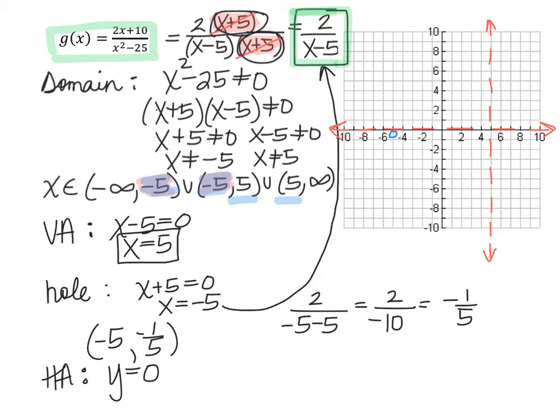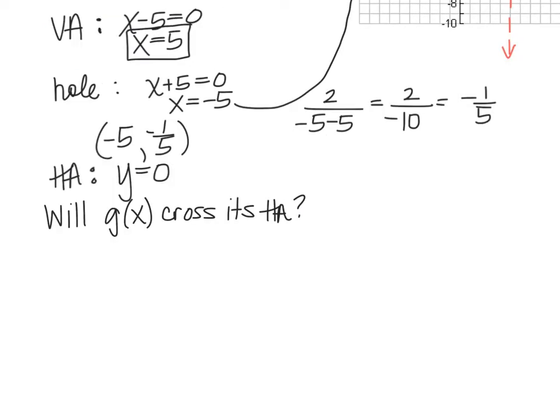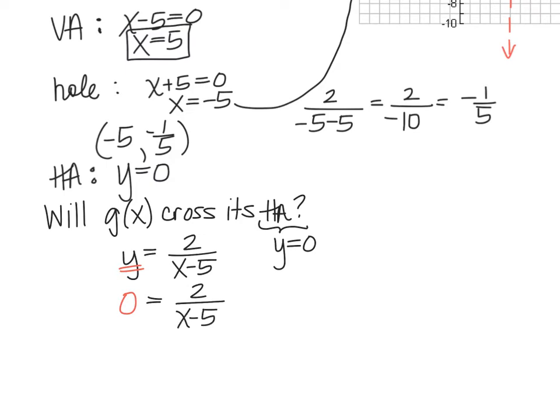Perfect. So after we have found our asymptotes, then it's also important to ask ourselves, will the graph cross the horizontal asymptote? So to determine if it's going to cross the horizontal asymptote, let's first look at that simplified function, which is y equals 2 divided by x minus 5. Then we have a horizontal asymptote of y equals 0. So we basically just need to find out if the y value will ever equal 0. So we're substituting in the y value of that horizontal asymptote in for y in our function to see if the function ever intersects or crosses its horizontal asymptote.